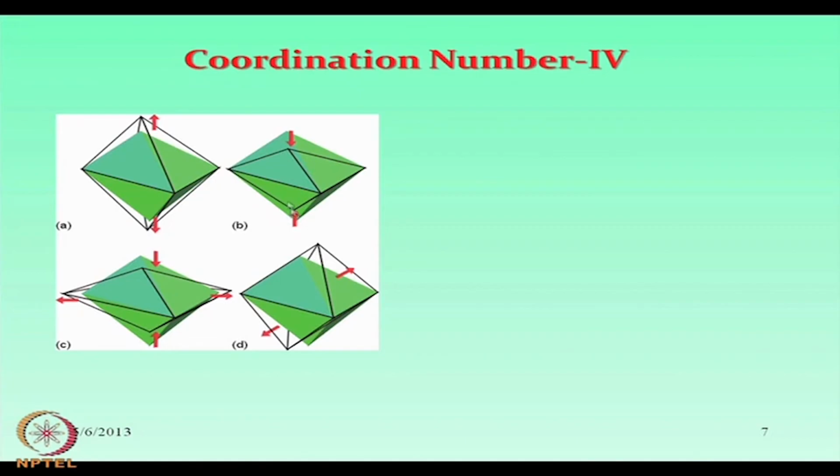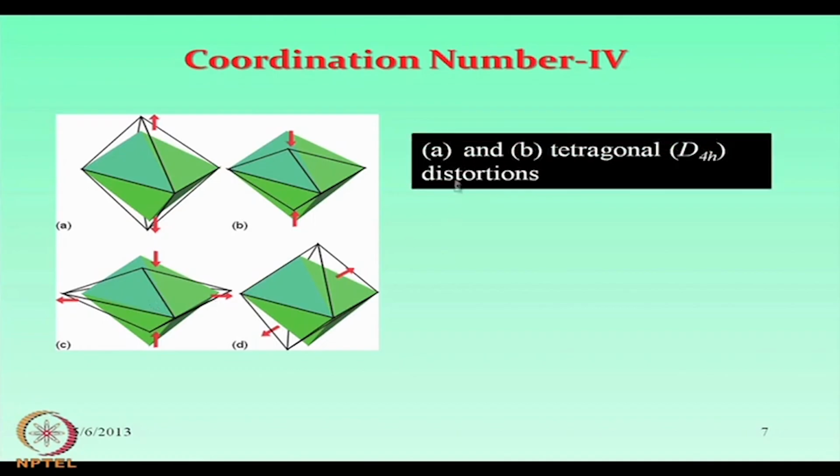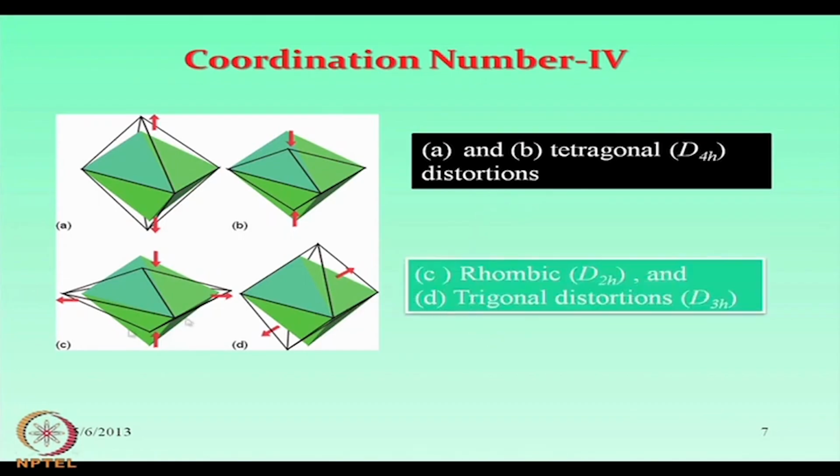if we consider these 2 directions are the z axis, we call that z axis compression and your octahedron is typically distorted, and the corresponding metal ligand bond lengths along these axes are less compared to the other axis. But in this particular case, in the second situation, so these A and B both are tetragonal distortions. We also label them as D4h distortions. But the second situation, that means the situation C and D, they are called rhombic distortions and trigonal distortions.